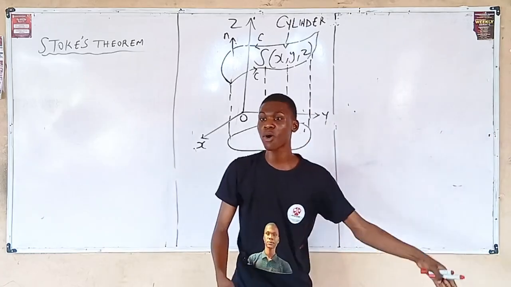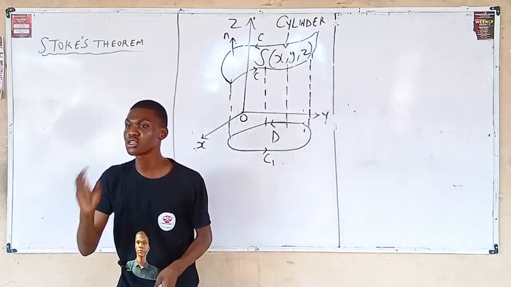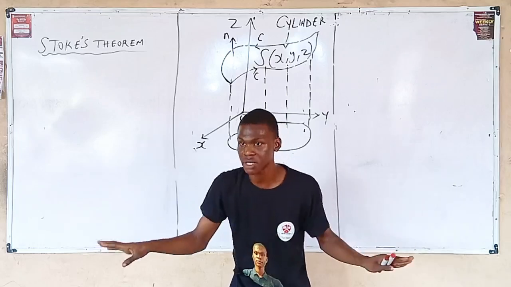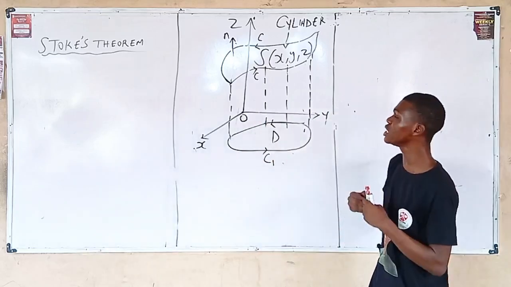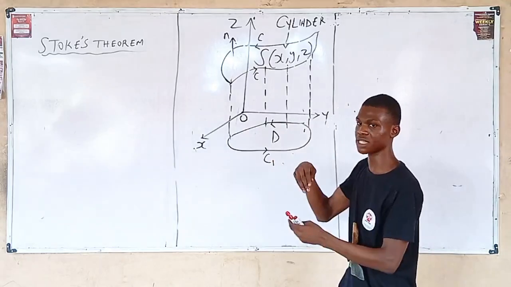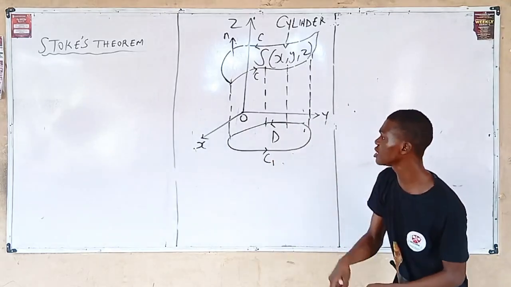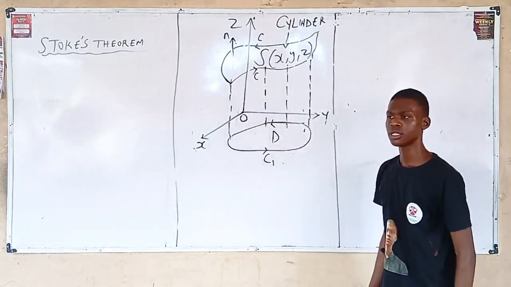Meaning you can now apply what Stokes theorem is saying, that you can use any convenient surface. That is, either I go with the given surface or the new surface that I have for that question, which in this case is this disk. Do you understand me at all?